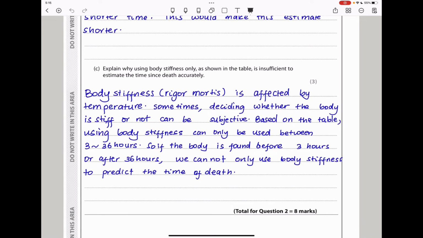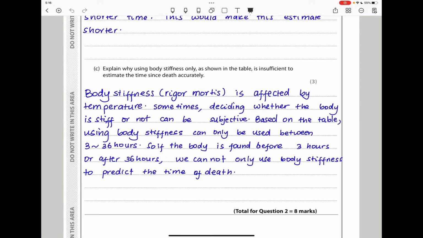The next part says, explain why using body stiffness only as shown in the table is insufficient to estimate the time since death accurately. You saw there is stiffness initially. Actually, it's not going to be stiff, then it stiffens, then it's not stiff. So if you find the body not stiff or stiffened, you could misread the results, because body stiffness, which is rigor mortis, can be affected by temperature. And sometimes deciding whether the body is stiff or not could be subjective, because one person could see it as being stiff and another person could see it as not stiff enough. So that could be subjective depending on the person examining.